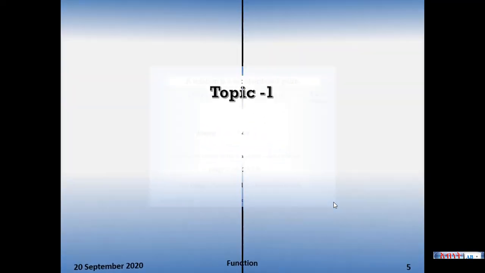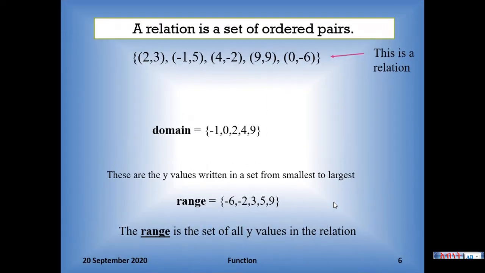Topic 1 is relation. First, let us define what a relation is. A relation is a set of ordered pairs. For example, this relation is (2, 3), (-5, 4), (2, ...). How many elements does this relation have? 1, 2, 3, 4, 5. This is a relation. I think you are familiar with this.